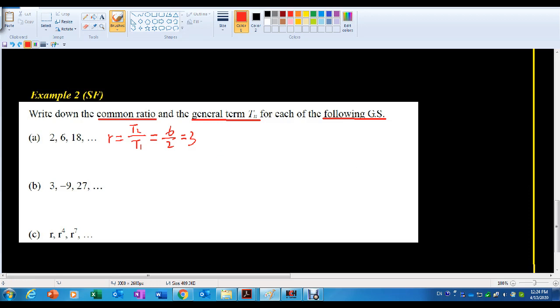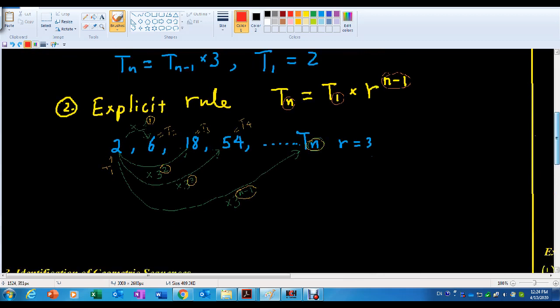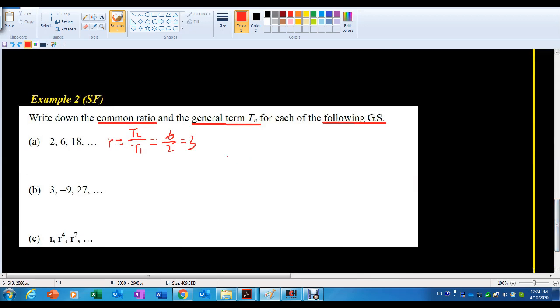How could we find the general term? Remember what the general term looks like. Tn equals T1 times R to the power n minus 1, right? So if we use that general rule, you are going to find Tn equals T1 R^(n-1). But that T1 is 2 and R is 3, so that's 2 times 3 to the power n minus 1. Okay, so be a bit careful here.